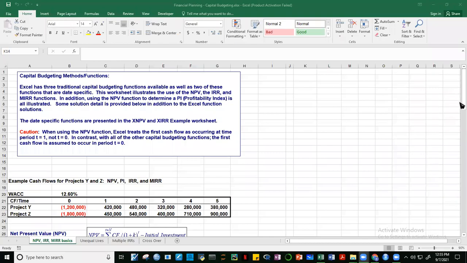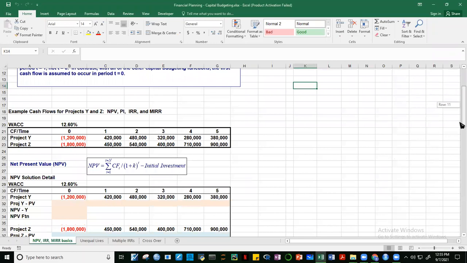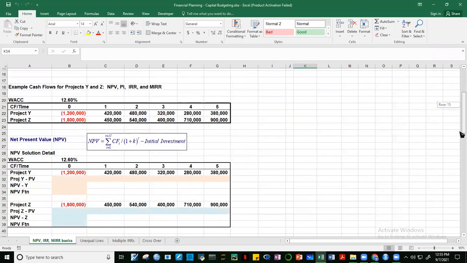Okay, good morning once again. Today we're going to continue our discussion. We're going to begin this topic on financial planning.